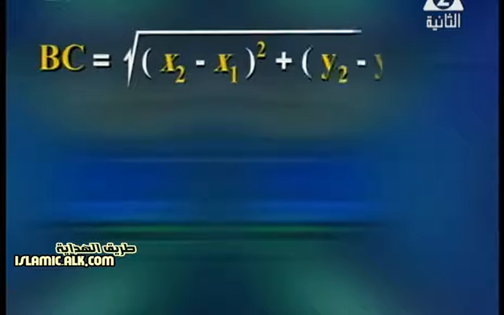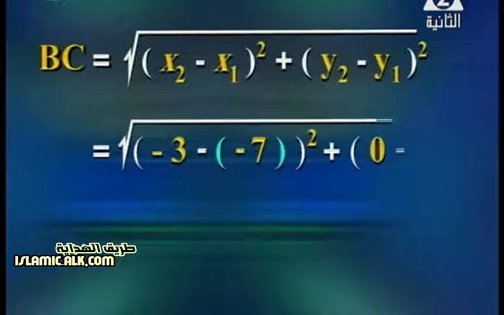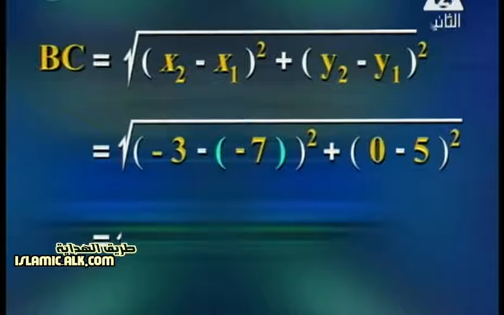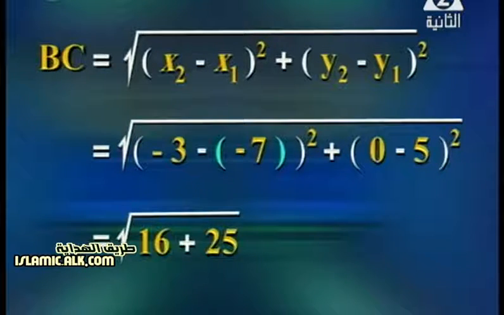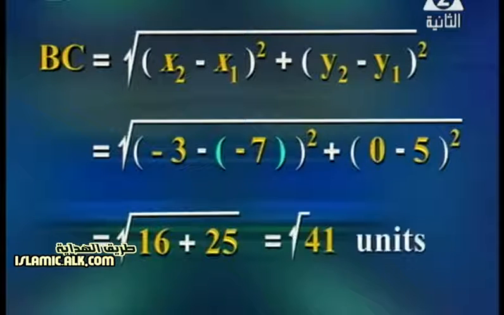What about the length of BC? BC equals square root of (x2 minus x1) all to the power of 2 plus (y2 minus y1) all to the power of 2. By substituting, you are going to find square root of (negative 3 minus negative 7) all to the power of 2 plus (0 minus 5) all to the power of 2. This will lead us to square root 16 plus 25, which gives square root 41 units.